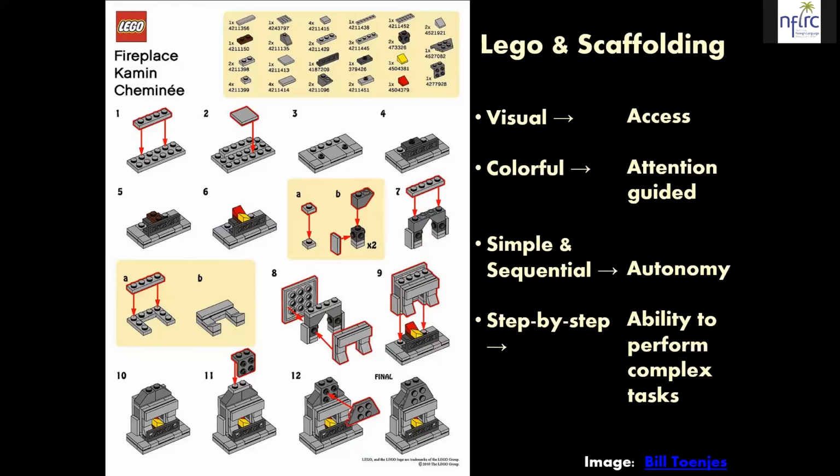They use color to guide the attention of the learner, or in this case, the consumer. So you'll see that the colored arrows show what piece we're working with, and they show exactly where that piece is supposed to go. They keep the instructions simple and sequential, which allows learners to complete these things by themselves without additional help as a general rule. And they enable the learner to perform complex tasks because they are organized step by step.